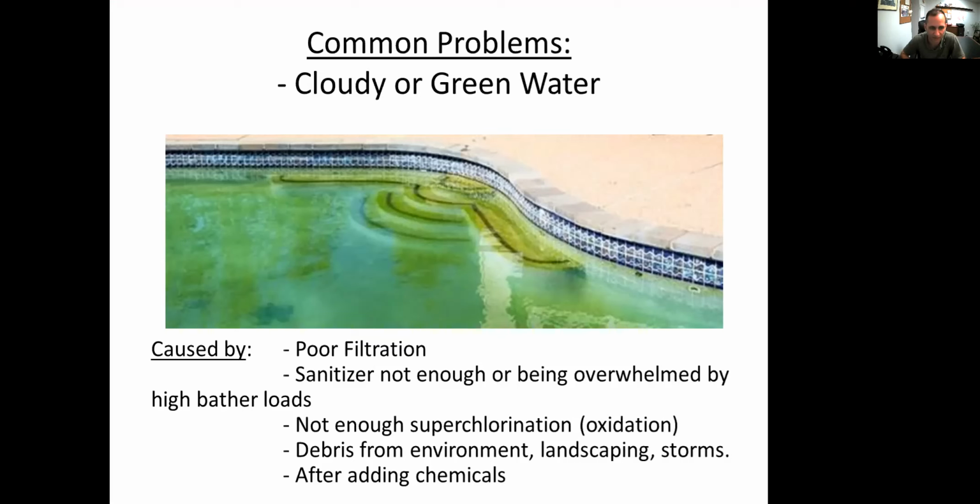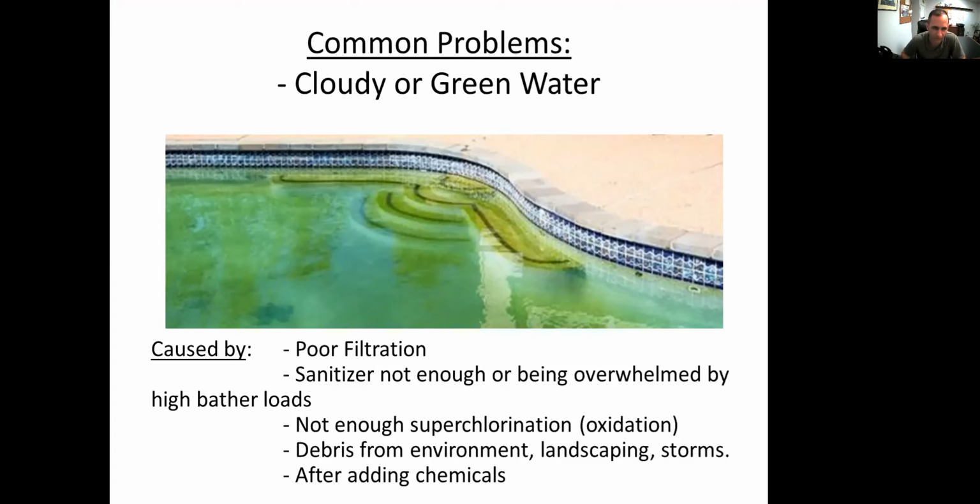Also possible is not enough oxidation, which is shocking or superchlorination, all mean the same thing. You might not be using enough shock treatment for the size pool. We recommend 2 to 4 pounds of a Cal Hypo shock per 10,000 gallons of pool water. So if you have a worse problem, go towards the higher end of those pounds. That should be done somewhat regularly anyway, or you can test your water and shock when there's combined chlorine. I go over some of that more in the webinar on chemistry of chlorine.